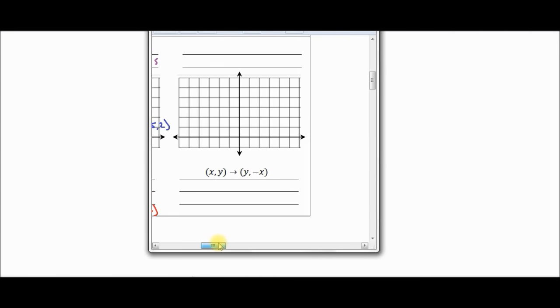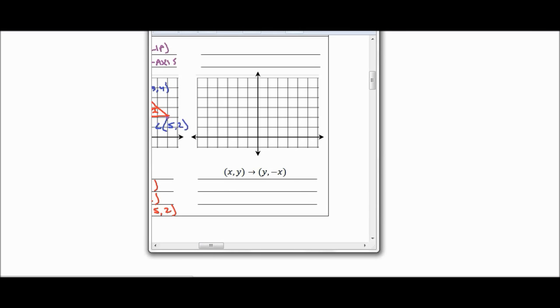Last one. See, if you remember this, the last transformation we learned last year was rotation. This one is the one that gives most students trouble. And this is called a turn. It's like turning a shape, clockwise or counterclockwise. Let's do an example of this.